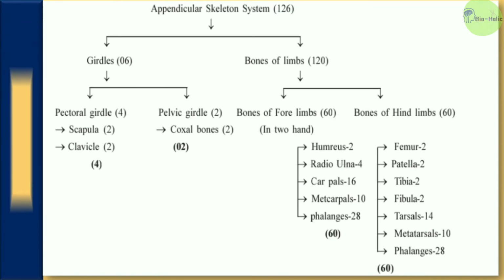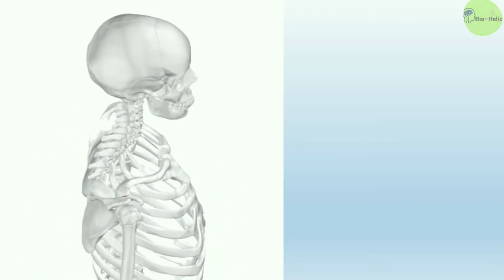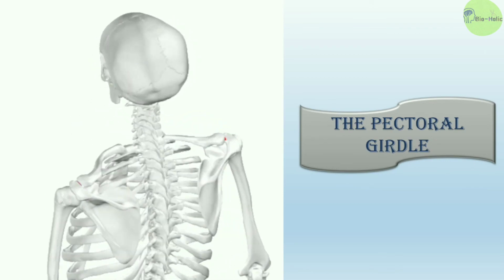So the appendicular skeleton has 126 bones, out of which 6 bones are of the girdles, including both the pectoral girdle and pelvic girdle, and the remaining 120 bones are the bones of the limbs, out of which 60 bones are of the forelimbs or our hands, and the rest 60 bones are of our hind limbs or our legs. Okay. First of all, let's see the exact location and the functions of our pectoral or shoulder girdle.